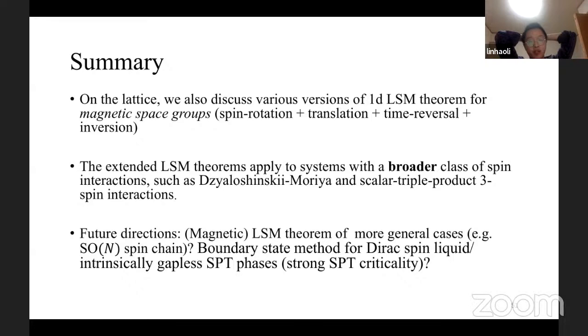And I think there are several interesting future directions. Maybe we can discuss the magnetic LSM theorems for general cases like the SO(N) spin chain or even spin systems in higher dimensions. Moreover, maybe we can apply this boundary state method to the Dirac spin liquid in two-dimensional systems. Or another interesting topic: the intrinsically gapless SPT phase or strong SPT criticality, which has an emergent anomaly in the low energy.